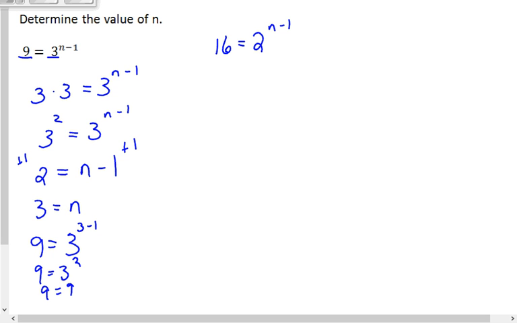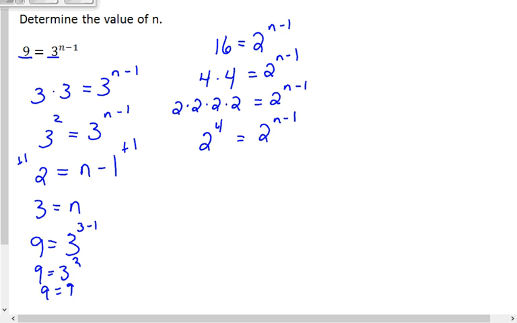Okay, so the first thing that we want to do is rewrite 16 as a power of 2. We should know that 16 is equivalent to 4 multiplied by 4. But that doesn't help us because we want it to have a base of 2. Okay, 4 multiplied by 4 can be rewritten as 2 multiplied by itself 4 times, which symbolically we can represent as 2 to the power of 4.